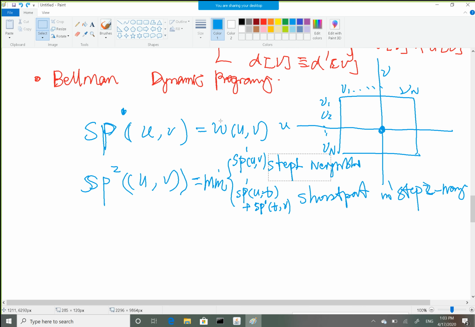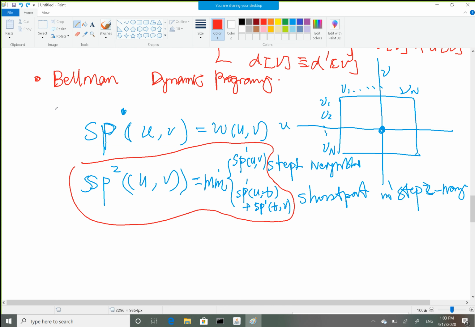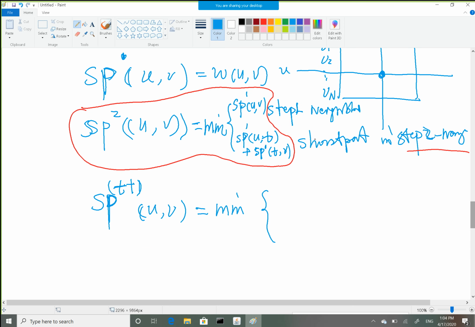Okay, so you can see this is Bellman's algorithm. You can take a look at this one, right? And you see this is just a step 2, neighborhood relationship. Now the author of Bellman's algorithm says, the t+1 step relationship of UV is equal to the minimum of SPt of UT plus SPt of T to V. And you can see, right?